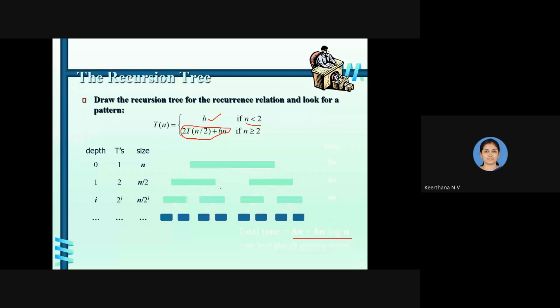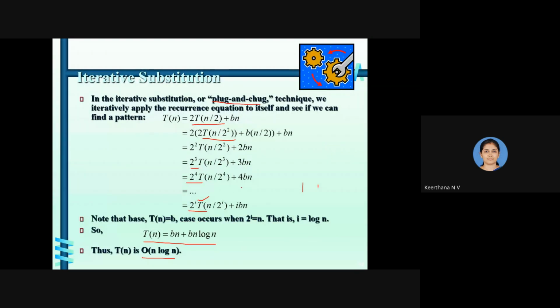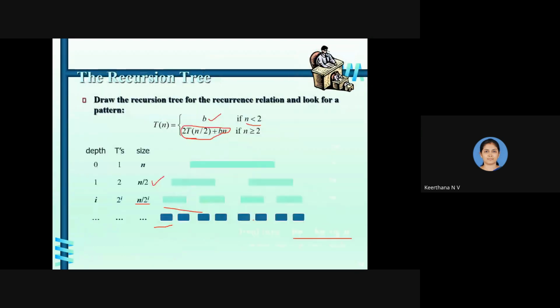At this depth level, the size will be n by 2. At this depth level, the size will be n by 2 power i. It will go on like this. See here, the final level will be ibn. In the final level the size will be 1. This is your base case, and i times b, the base case, times the number of digits present in the algorithm.